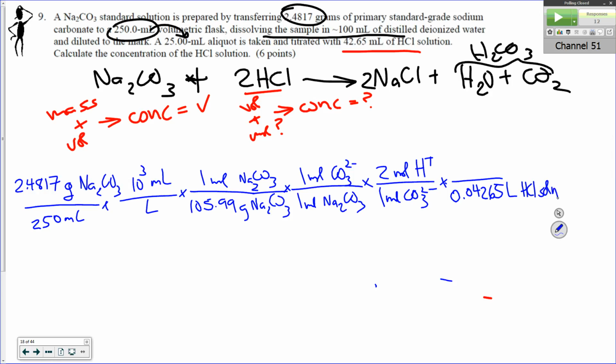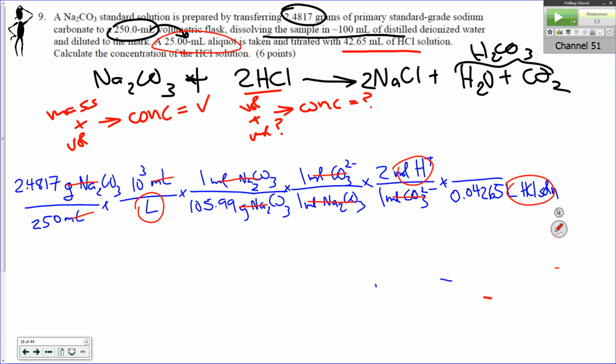All right, I'll check my units right quick. I've got milliliters and milliliters cancel out. Grams and grams cancel out. Moles and moles cancel out. Liters and liters cancel out. I've got moles of HCl, liters of HCl. But if you look, I've got another liters left here. Okay? I've got to get rid of that. And the way I get rid of it is I need to know how much of the HCl solution I used.